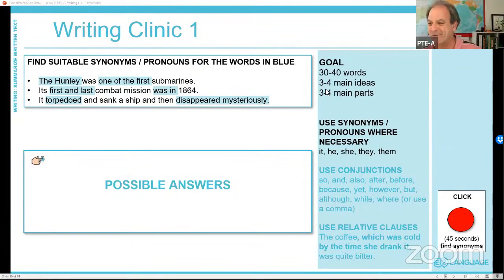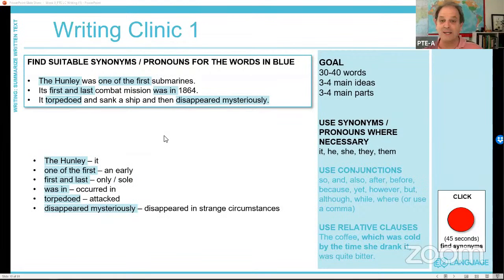Good one. It's the obvious one, isn't it? The pioneer. Great. So let's have a look. The Hunley is a thing, we call it an it. One of the first and early, or pioneer. Well done. Earliest. Nice one. First and last. Yep. Sank, was in, occurred in, from the verb to be. Attacked, torpedoed, attacked. Good work.